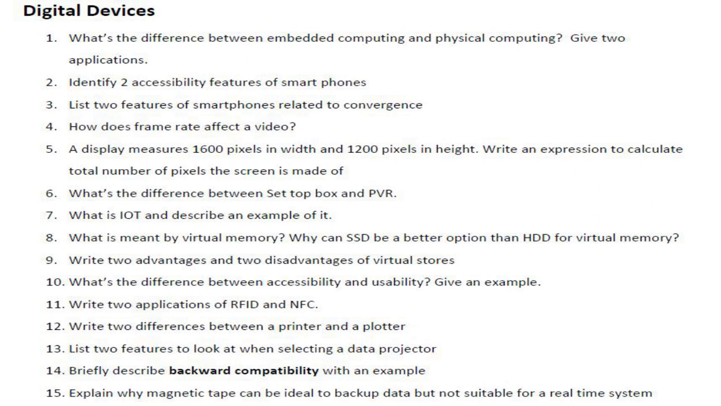Let's start. What's the difference between embedded computing and physical computing? Give two applications. Well, embedded computing, as it sounds, is where these programs are embedded into the microchip, right? And an application would be where robotic arms would be doing the same monotonous work in production plants, where they might be moving things and lifting and arranging, packaging and things like that. So they are stationary, they are not moving.